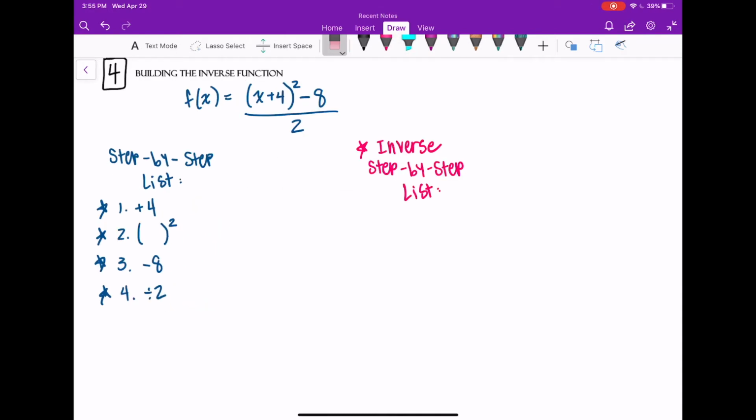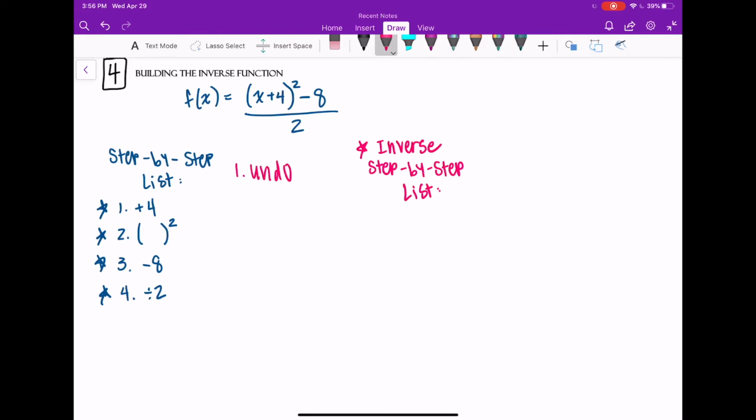Okay, so now we are going to get into actually building the inverse function. So we've already made our step-by-step list, and we saw this in box number 3. In order for us to build our inverse function, we have to understand what to do with our original step-by-step list. Not only do we have to undo the operations, but we have to represent the inverse as a reflection of the original function.